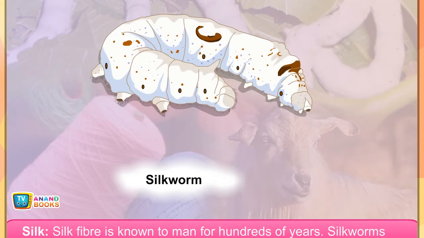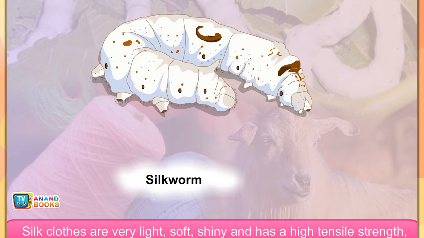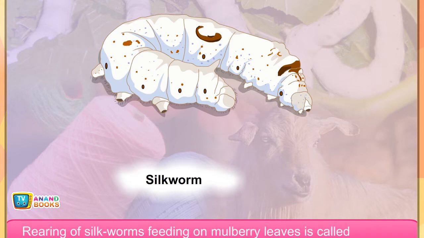Silk. Silk fiber has been known to man for hundreds of years. Silkworms produce silk. Silk clothes are very light, soft, shiny, and have a high tensile strength with the properties of heat insulation and water absorption. Rearing of silkworms feeding on mulberry leaves is called sericulture.